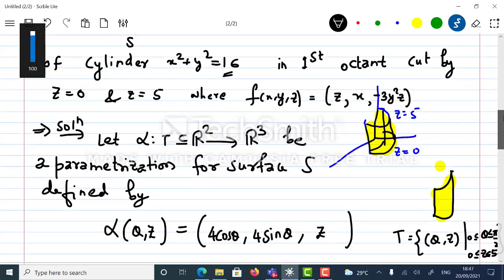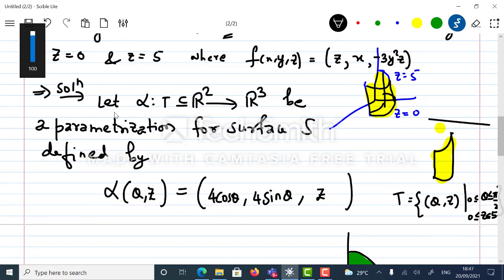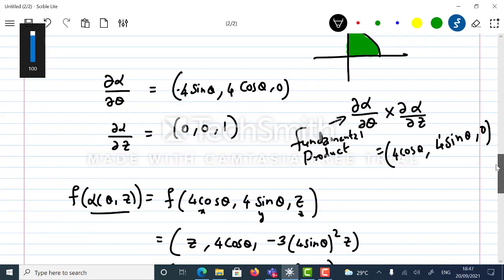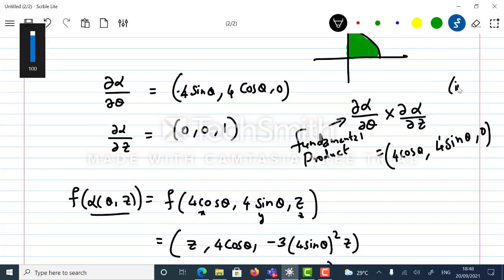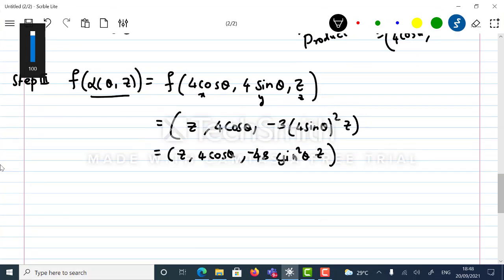So let me write down our solutions in steps. Your first step should be parametrization. Second step, you should find out the fundamental vector product. Step 3, you should find out the functional value. And step 4, you should use the definition. Okay, step 4 we will say find out the dot product.